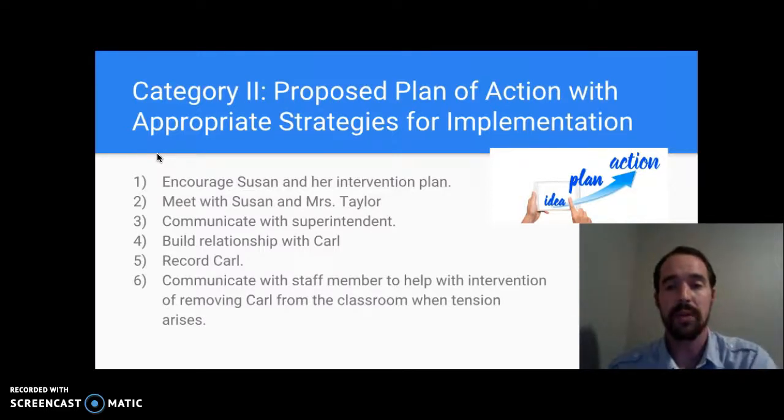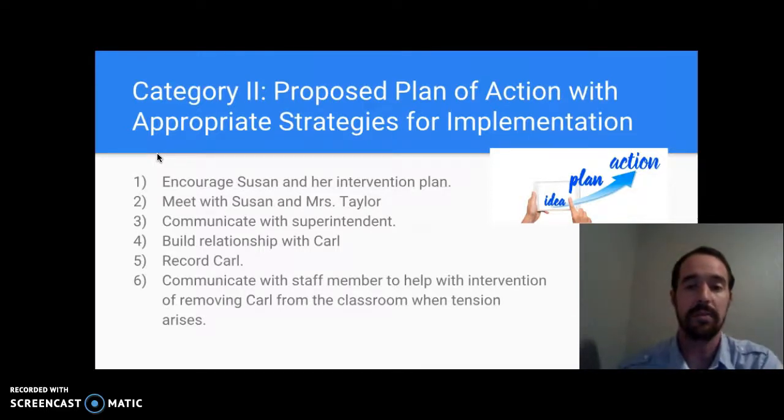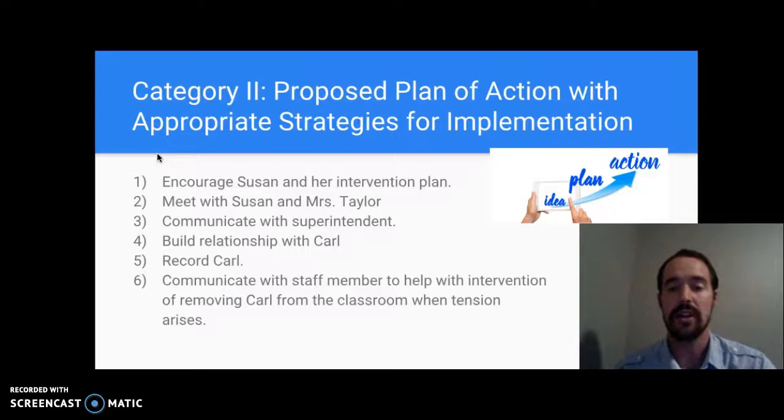Category 2, my proposed plan of action with appropriate strategies for implementation. First off, encouraging Susan and her intervention plan she has come up with would be a great place to start. She's a new teacher and she's needing to feel some support from me. As far as Susan and Mrs. Taylor's relationship, I would want to meet with them to help facilitate some discussion there to help get them on the same page.